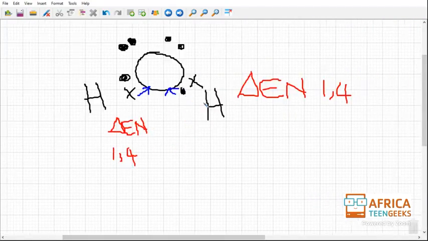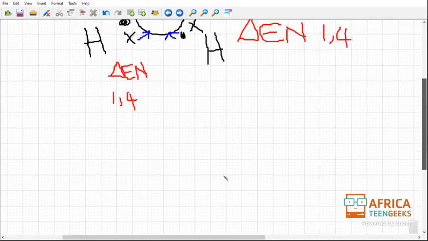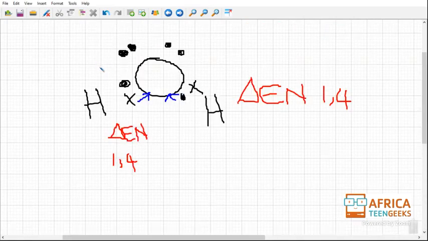So if these bonding electrons get pulled closer towards the oxygen, can we all see? No, we can't because the page just moved, but that's fine too. Can we all see here that this part of the molecule becomes sort of negative and this part of the molecule becomes sort of positive because hydrogen has lost its electrons?